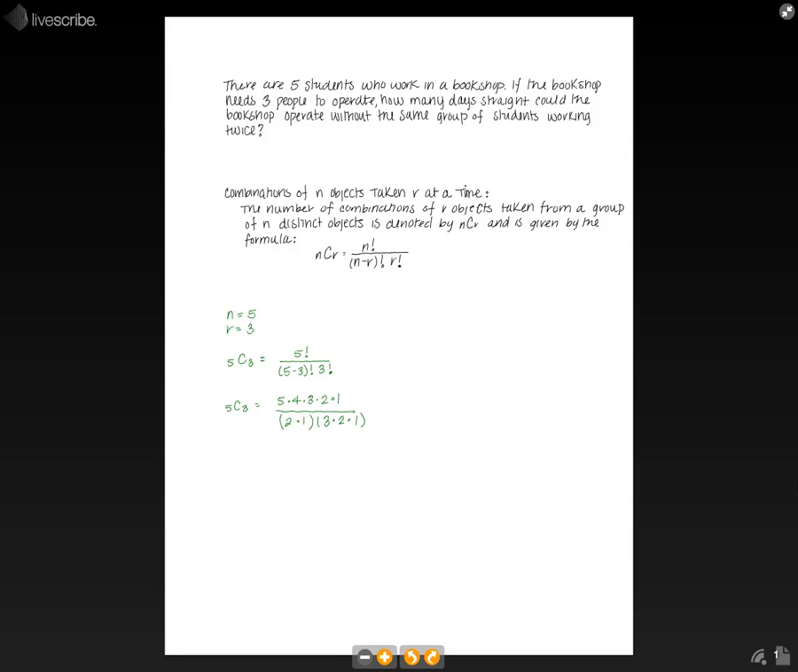Alright, so we can go ahead and cancel out the 3 times 2 times 1, the top and the bottom. And what we're left with is just 5 times 4 over 2 times 1, which we know is equal to 10. So our answer there is 10 days. That's how many days the bookstore could stay open without the same group of 3 people working twice. That's also saying that there are 10 different combinations of the 3 students that could operate the bookstore.